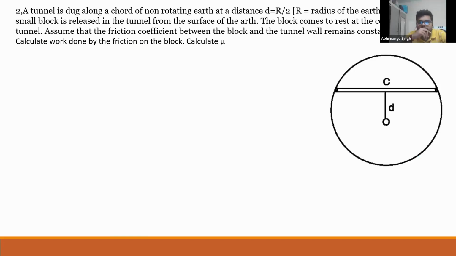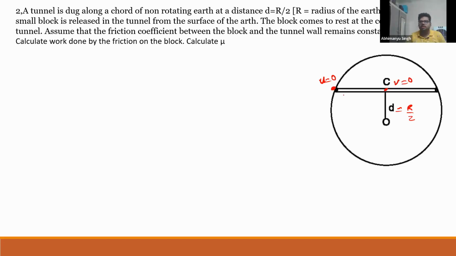A tunnel is dug along the chord of non-rotating Earth at a distance r by 2. Okay, the distance d is r by 2 from its center. A small block is released from the surface of Earth. The block comes to rest. Release means v is equal to 0, u is 0. So u is also 0. At this point, the velocity also becomes 0.